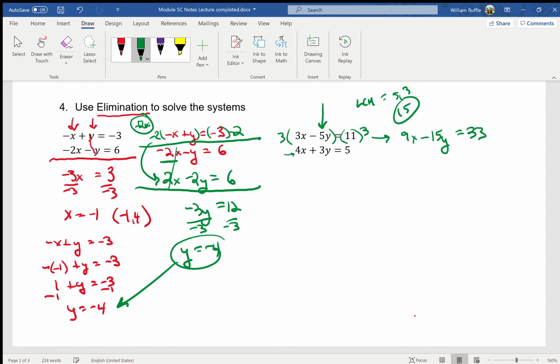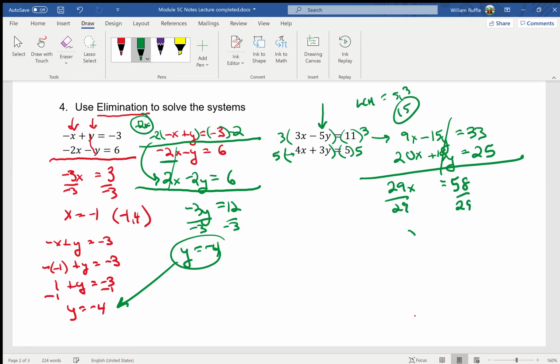Right, write a 3 there. Now 3 times what is 15? Well, I'm going to multiply everything by 5 this time. 5 times 4 is 20x. 5 times 3 is plus 15y. 5 times 5 is 25. So when I add these together, 9 plus 20 is 29x. Negative 15 plus 15 is eliminated. 33 plus 25 is 58. Divide each side by 29. I get x equals 2.